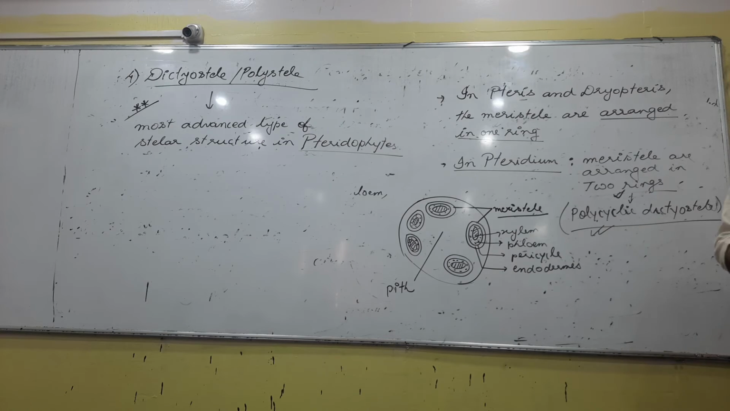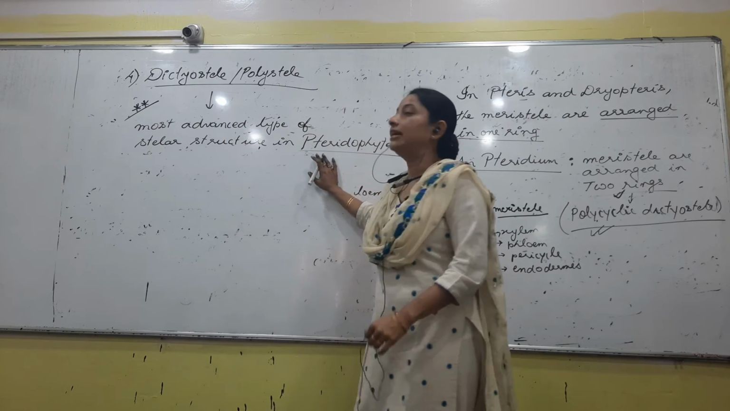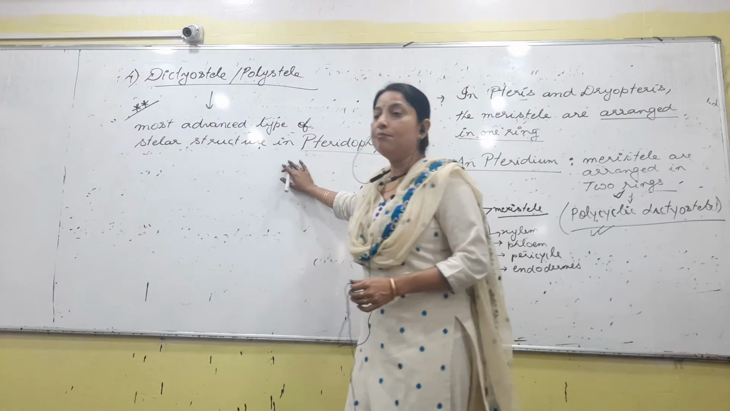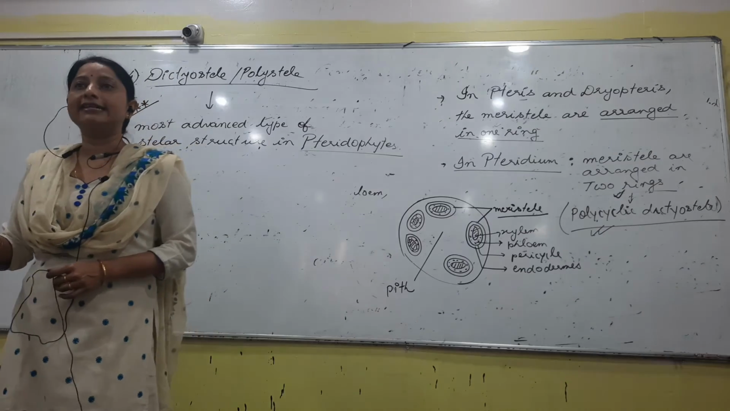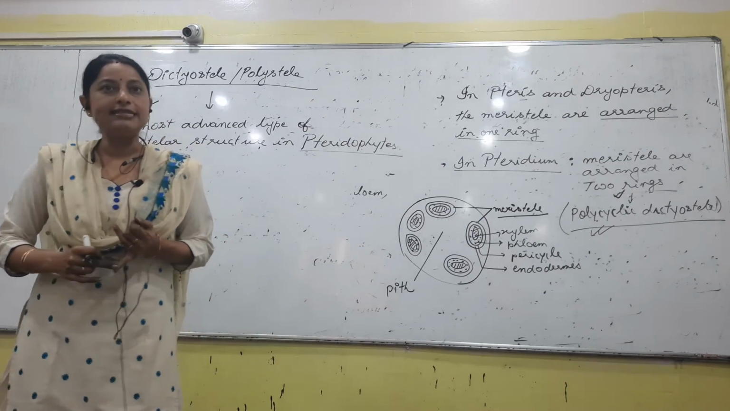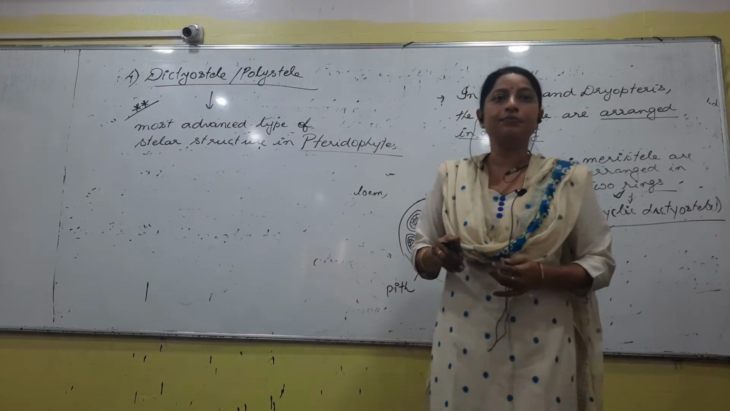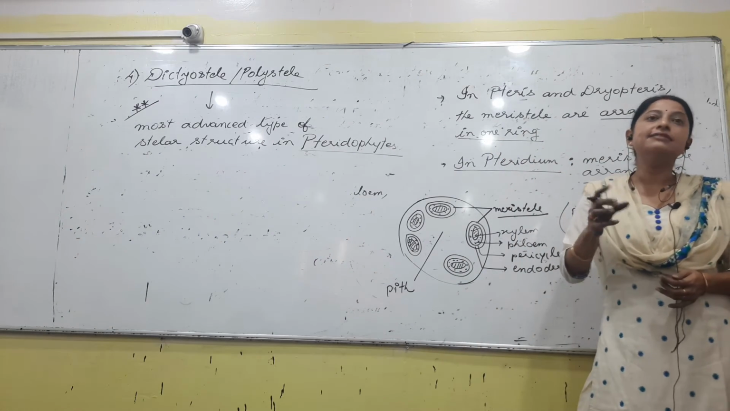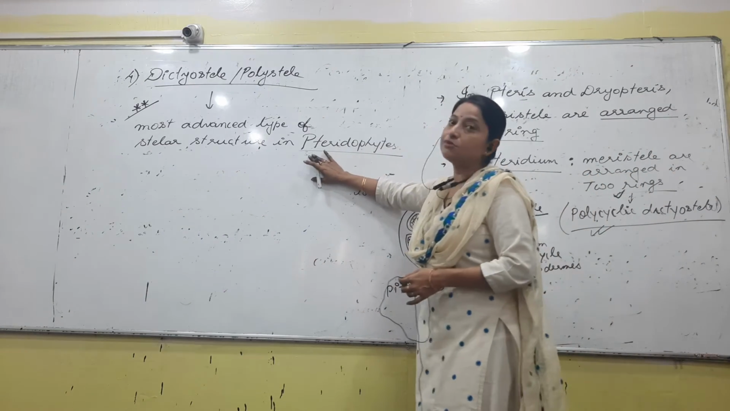Since we are doing pteridophytes, if the question is what is the most advanced stellar structure in pteridophytes, what would be the answer? It would be Dictyostele. Now, there are two questions. First, what is the most advanced type of stele called? And second, what is the most advanced type of stele found in pteridophytes called? Understood? Because in evolution, we will see advanced stele in advanced plants as well. So you have to read the question properly.